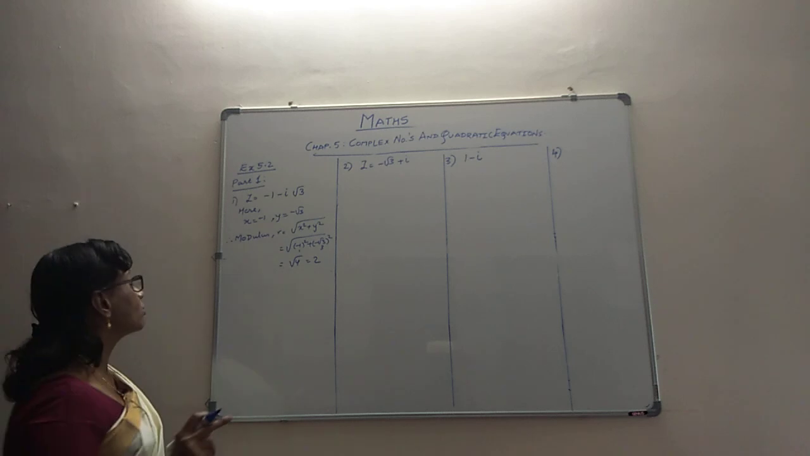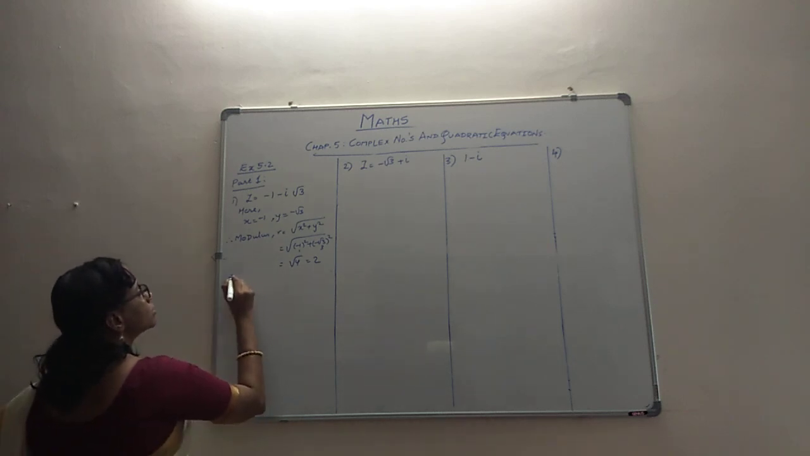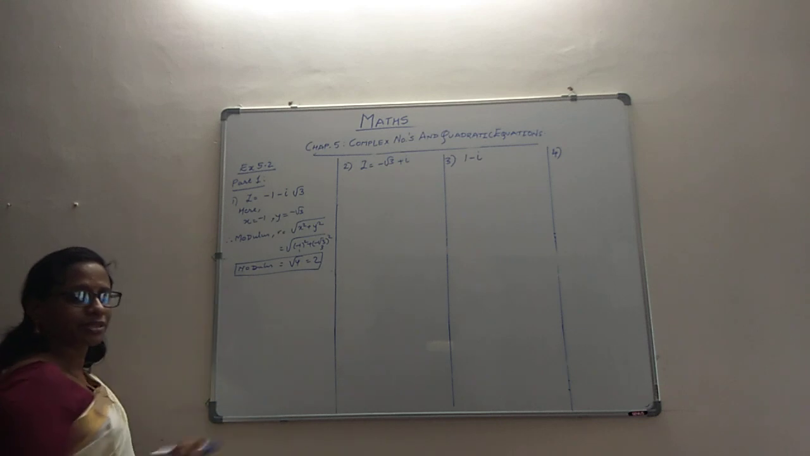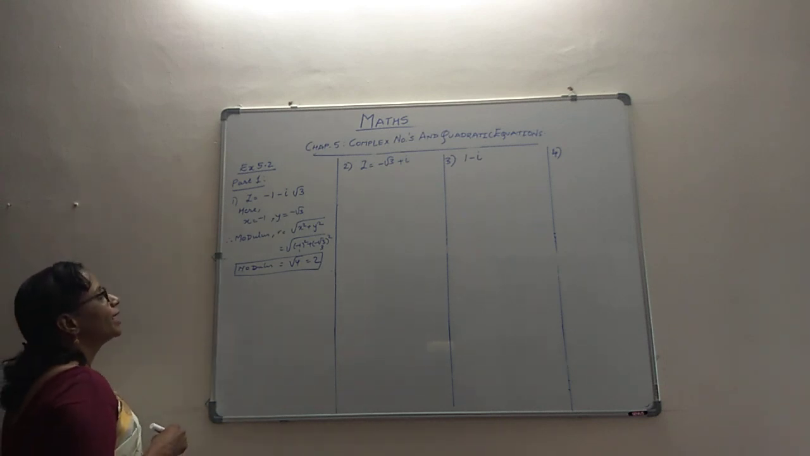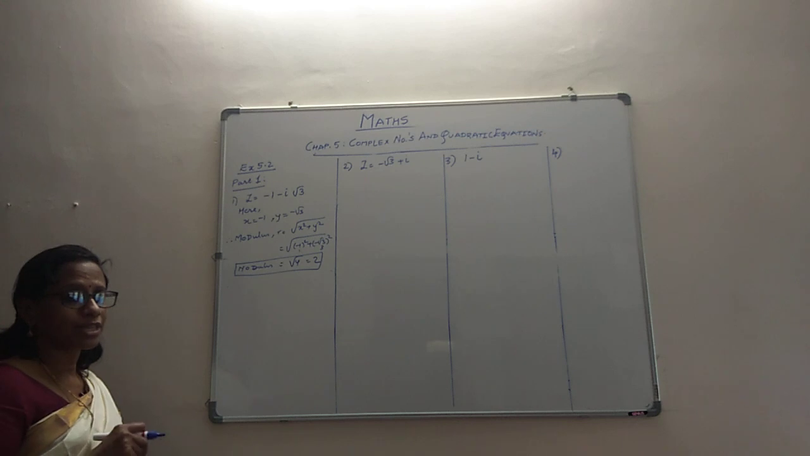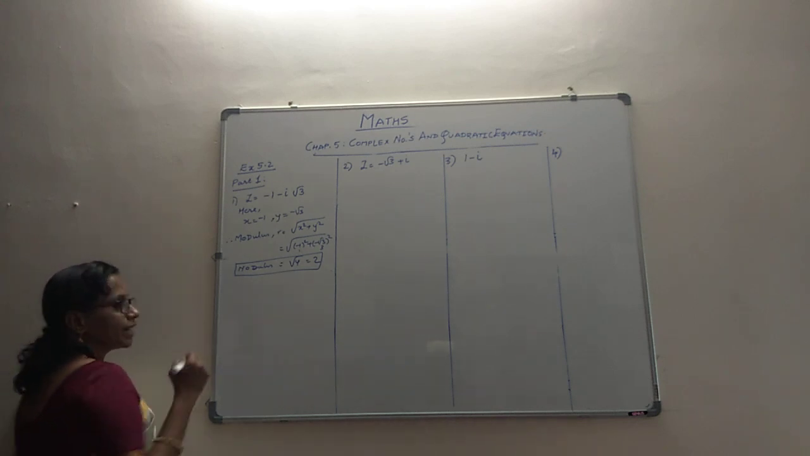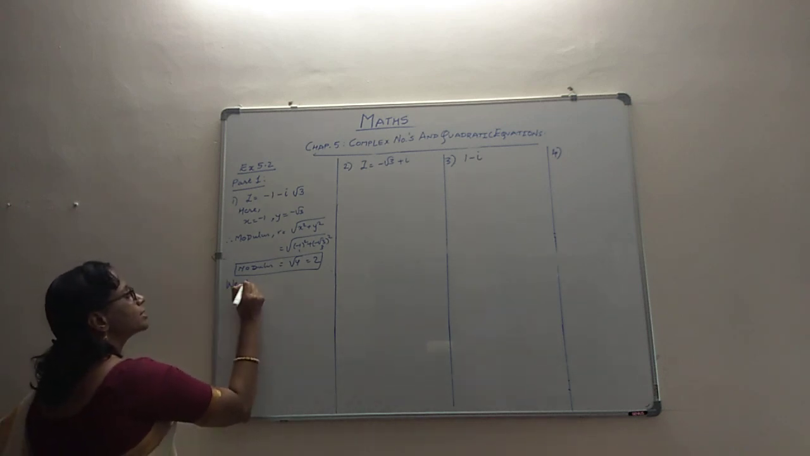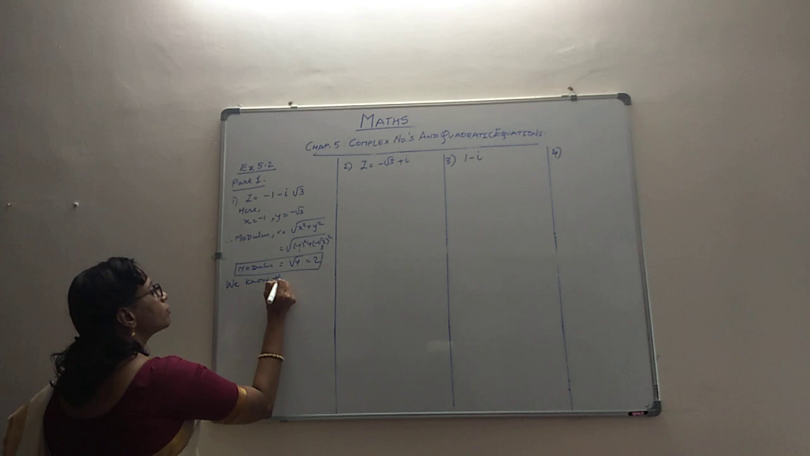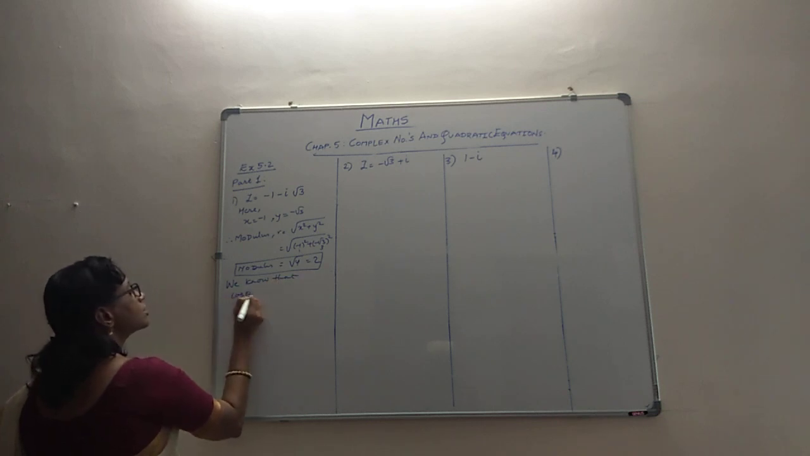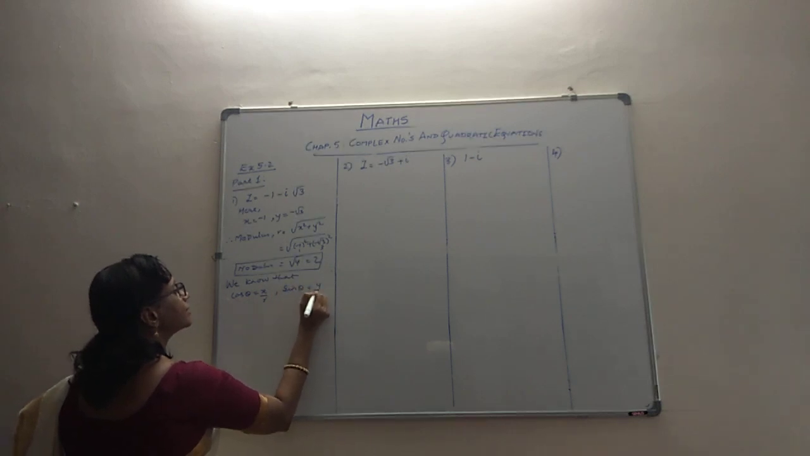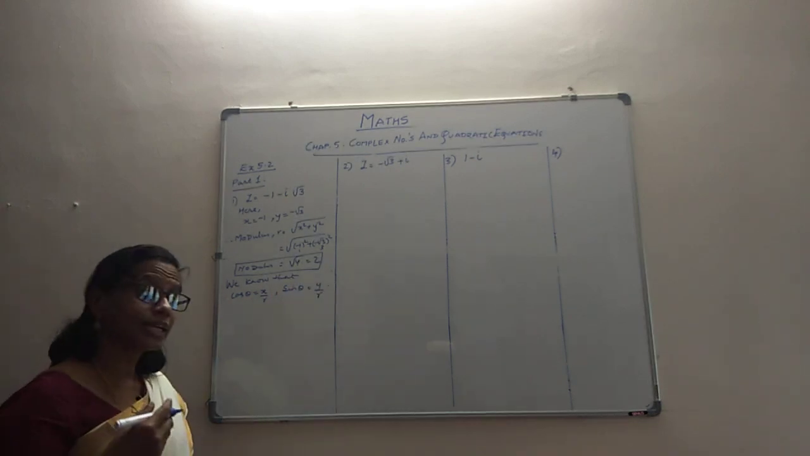Next, they have asked us to find the argument. For finding the argument, there are two facts that you should take into consideration. We know that cos theta is x by r and sin theta is y by r. That's a fine formula, we will use this.